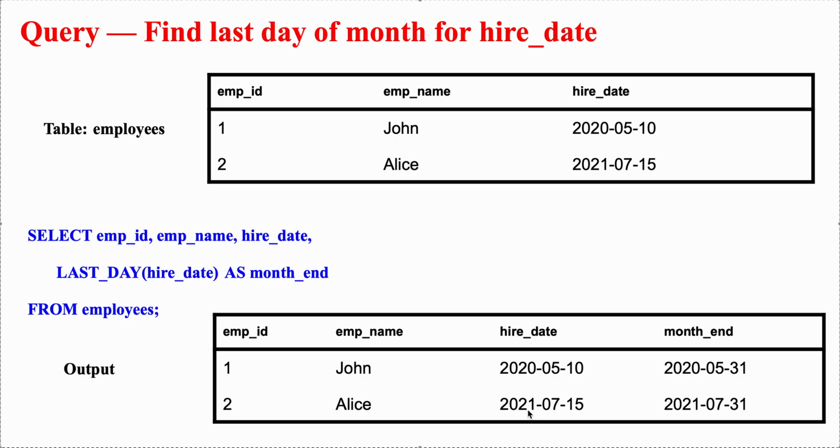And here's what the output looks like for John. His hire date was May 10, 2020, and the last day of that month was May 31st, 2020. So you can see last day quickly gives you the month end date for any date you pass in. Super helpful for reporting or anything that works on monthly cycle.